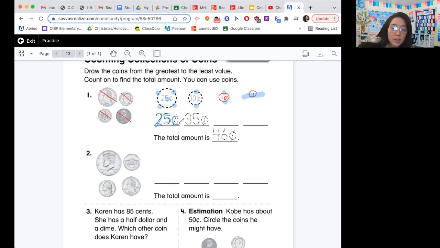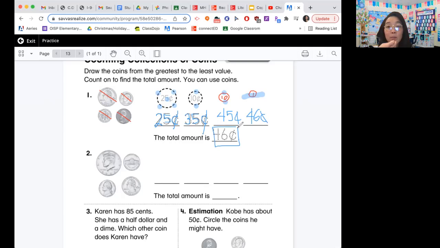Let's do it the way that they have us doing it in our book. So we start out saying 25, we add 10 for the dime, 35. We add another 10 for another dime, 45. And then we add a penny, which would be 1 cent, and that's how we got to 46. And so the total amount would be 46 cents.